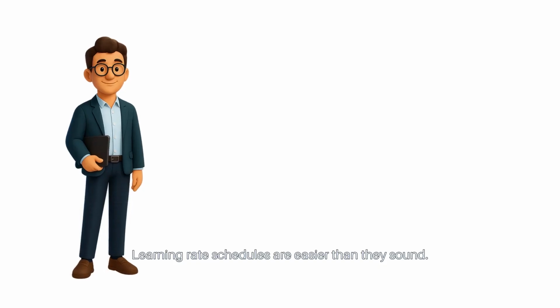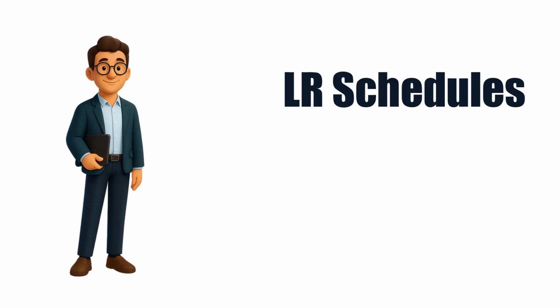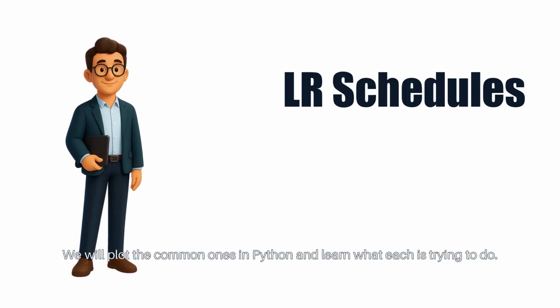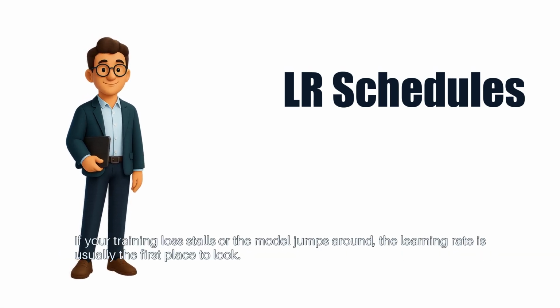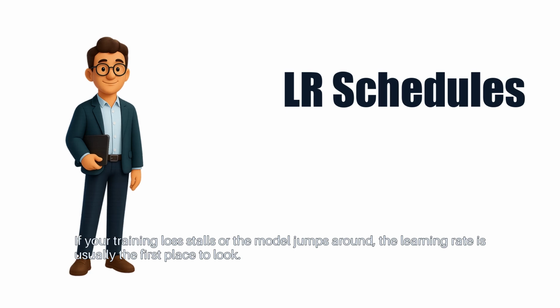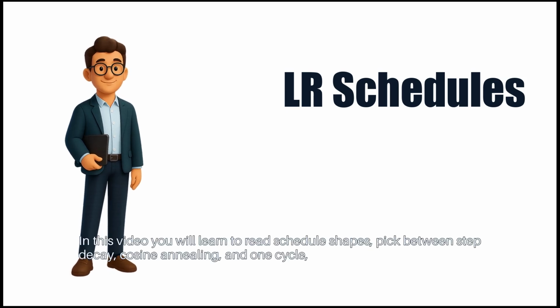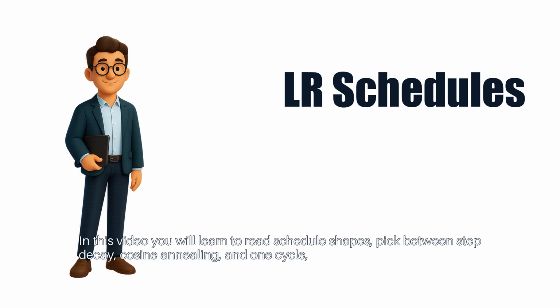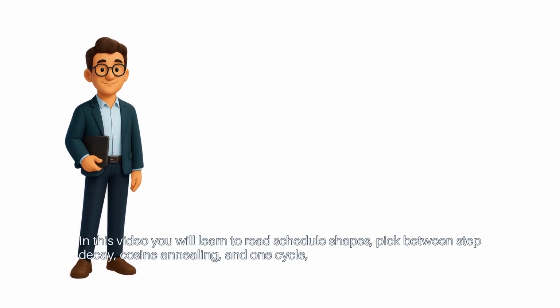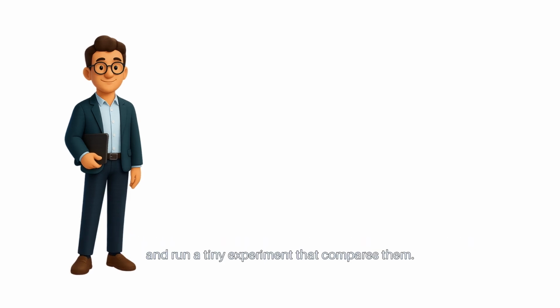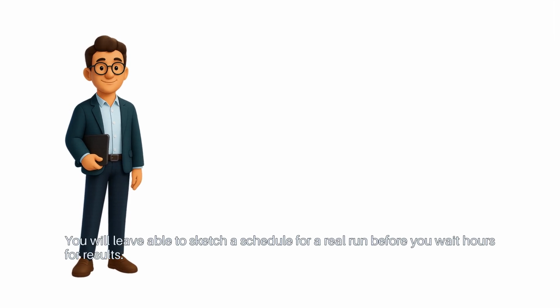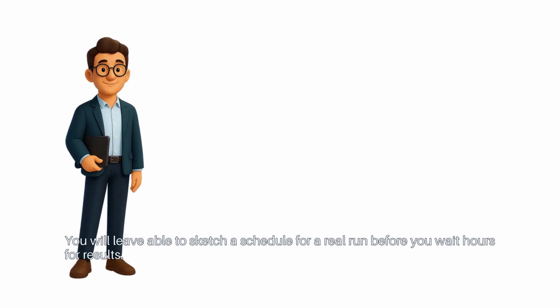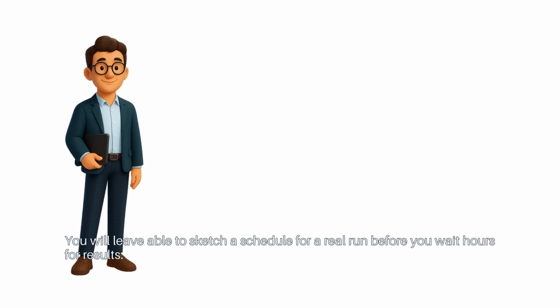Learning rate schedules are easier than they sound. We will plot the common ones in Python and learn what each is trying to do. If your training loss stalls or the model jumps around, the learning rate is usually the first place to look. In this video, you will learn to read schedule shapes, pick between step decay, cosine annealing, and one cycle, and run a tiny experiment that compares them. You will leave able to sketch a schedule for a real run before you wait hours for results.